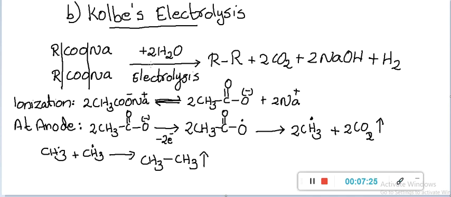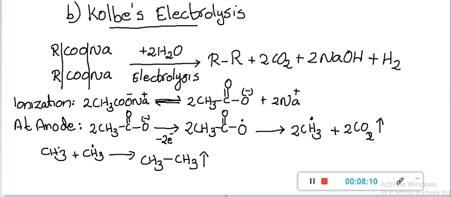Here sodium carboxylates undergo hydrolysis to form alkane and carbon dioxide is eliminated. 2 moles of carbon dioxide, CO2, are eliminated, and 2 moles of NaOH. Here NaOH is formed because an aqueous solution of the sodium salt of carboxylic acid is used for electrolysis, plus hydrogen.